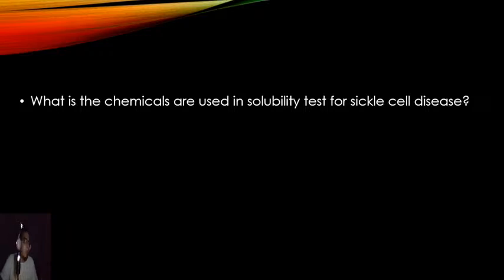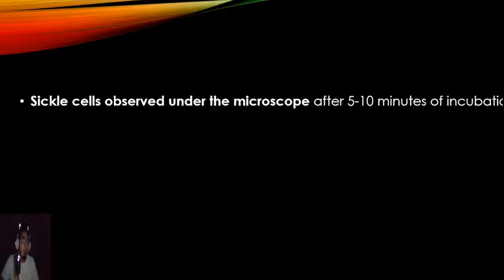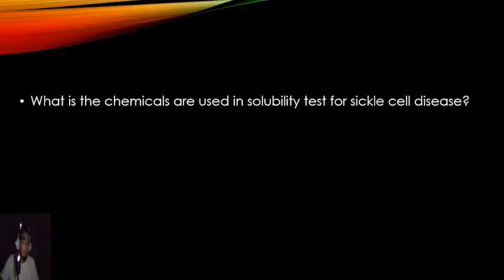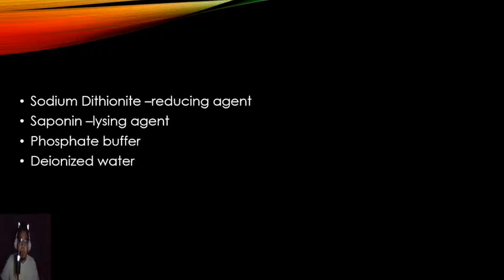But the chemicals for solubility. What chemicals can we use? So we're moving on to the solubility testing. Okay, we can use several chemicals. First one is of course sodium dithionite, which is a reducing agent. Saponin is the lysing agent, and then phosphate buffer and deionized water are used as well.